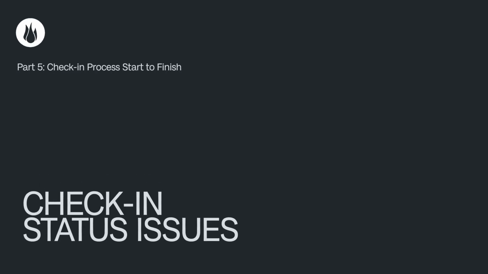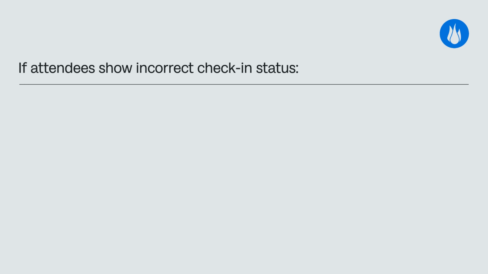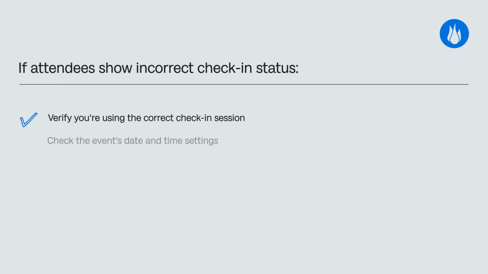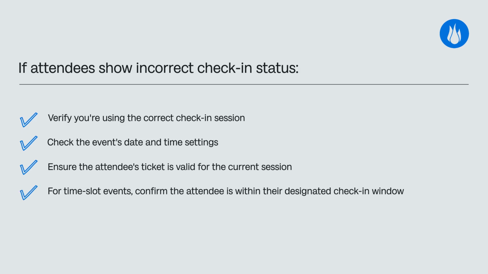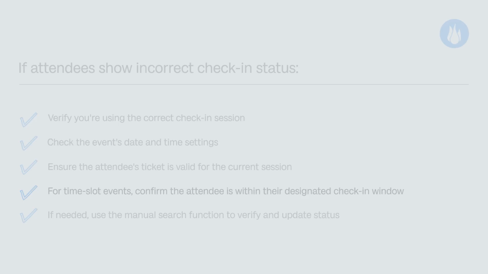Check-in status issues. If attendees show incorrect check-in status, verify you're using the correct check-in session. Check the event's date and time settings. Ensure the attendee's ticket is valid for the current session. For time slot events, confirm the attendee is within their designated check-in window. If needed, use the manual search function to verify and update status.